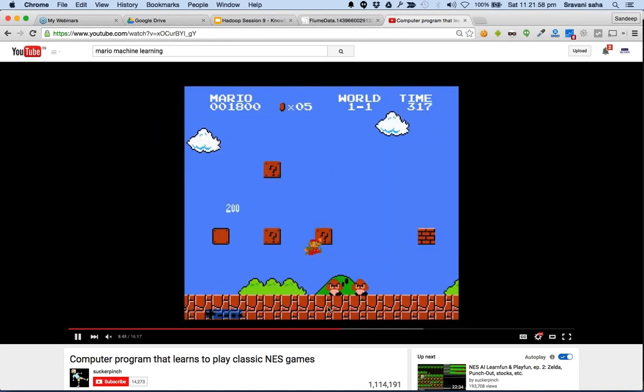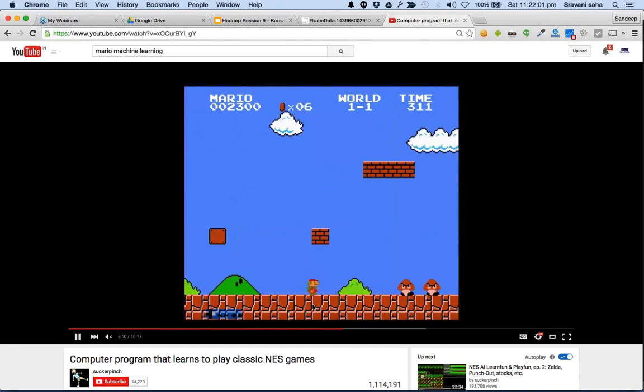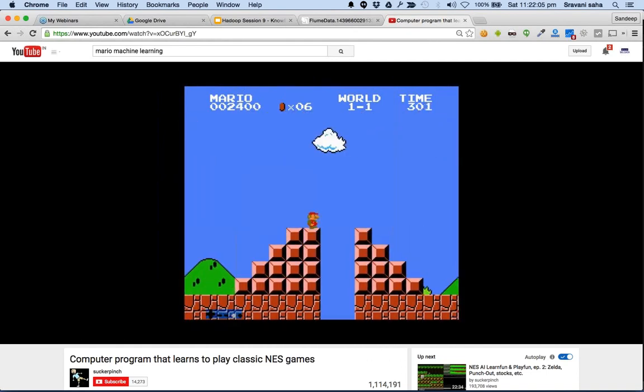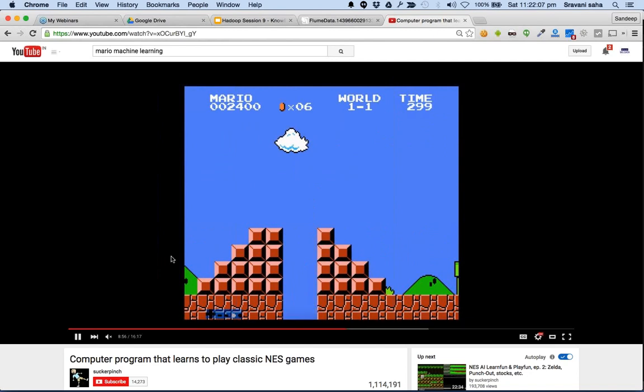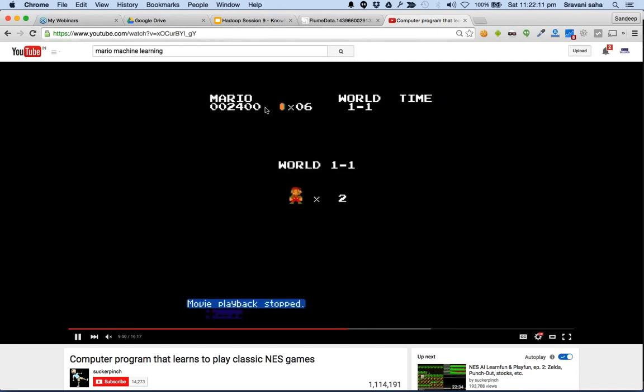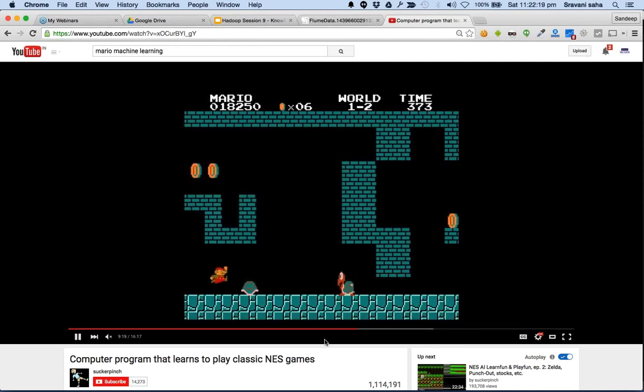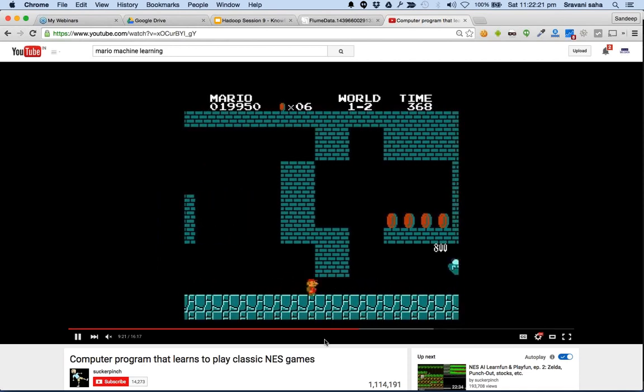Now it's a computer playing the game, and nobody coded the computer. The computer learned to play this game by itself. The only thing the researcher, this guy, did was tell the computer how to press the keys, how to see the score, and that your objective is to increase the score as much as possible.